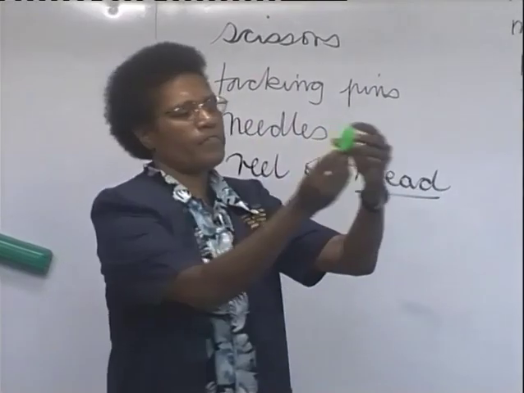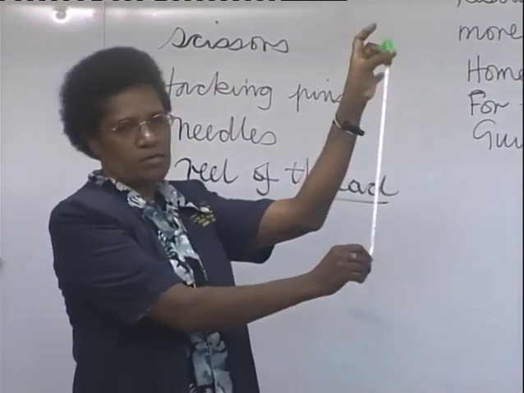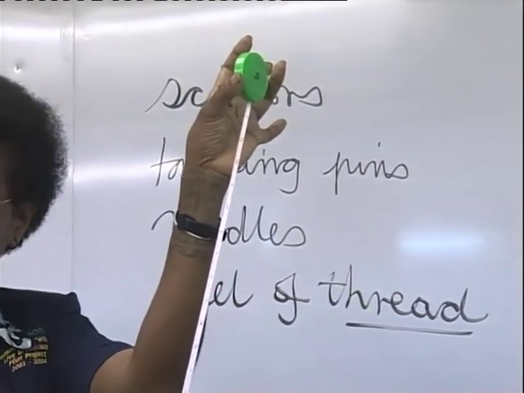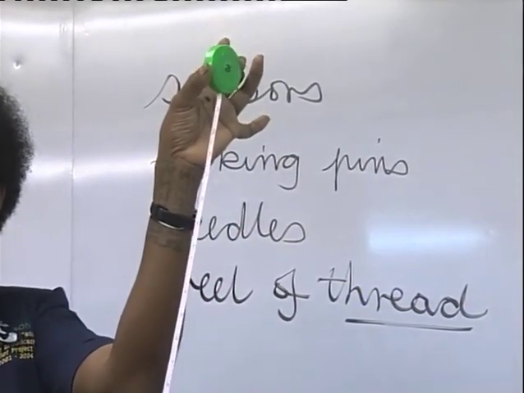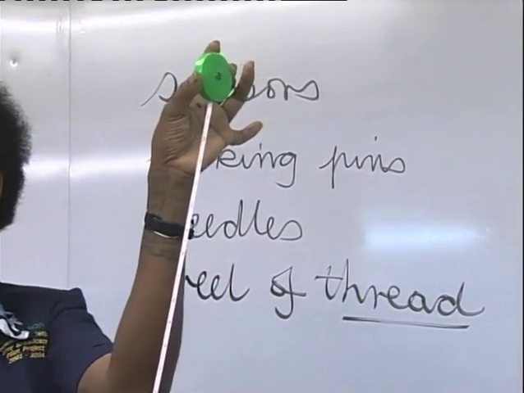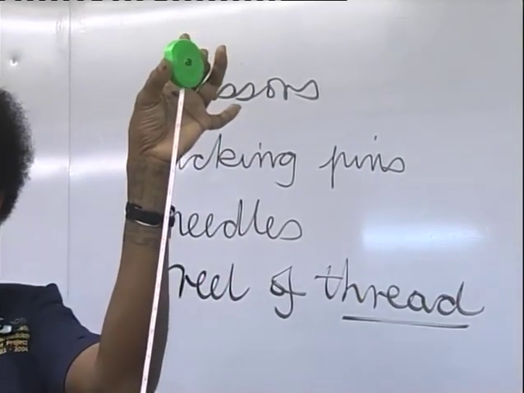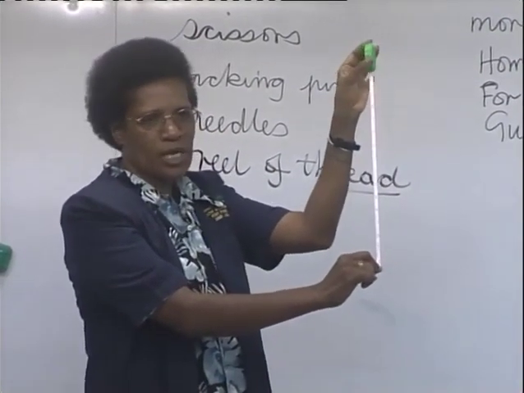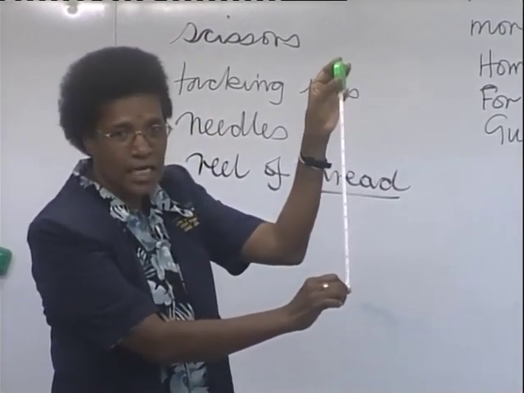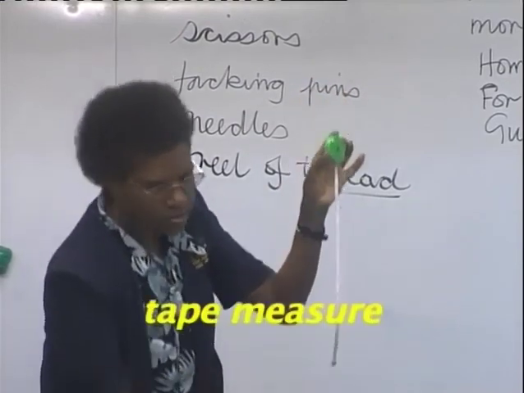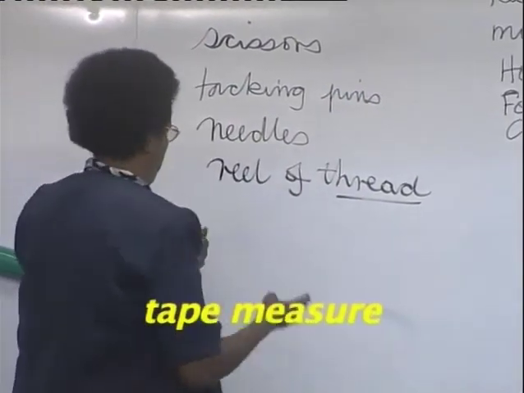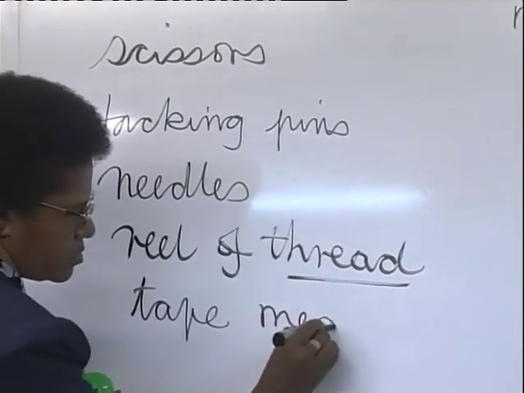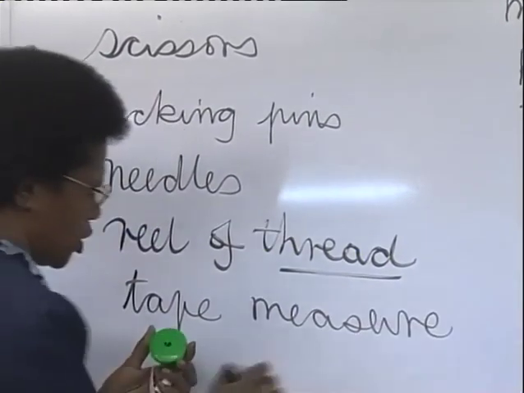Sixth group. I have this one. Sixth group. I can't hear you. If you can speak up. A tape measure, okay? A tape measure is another equipment needed for sewing.